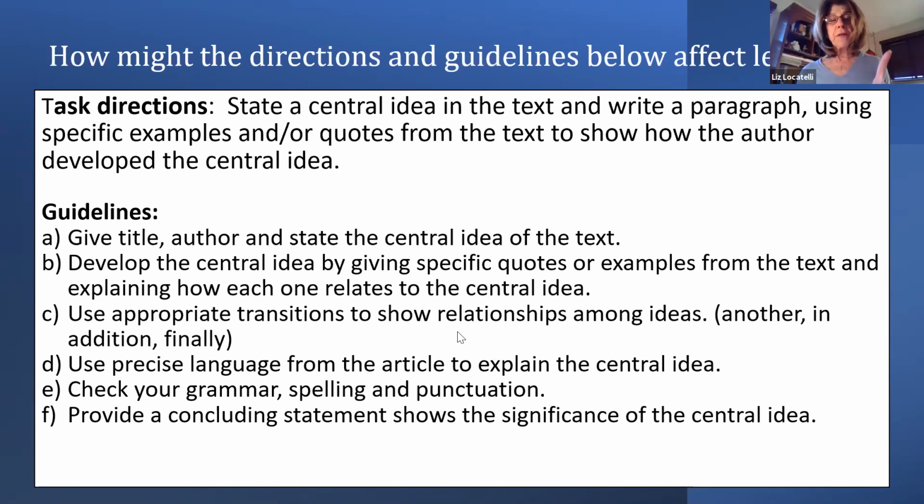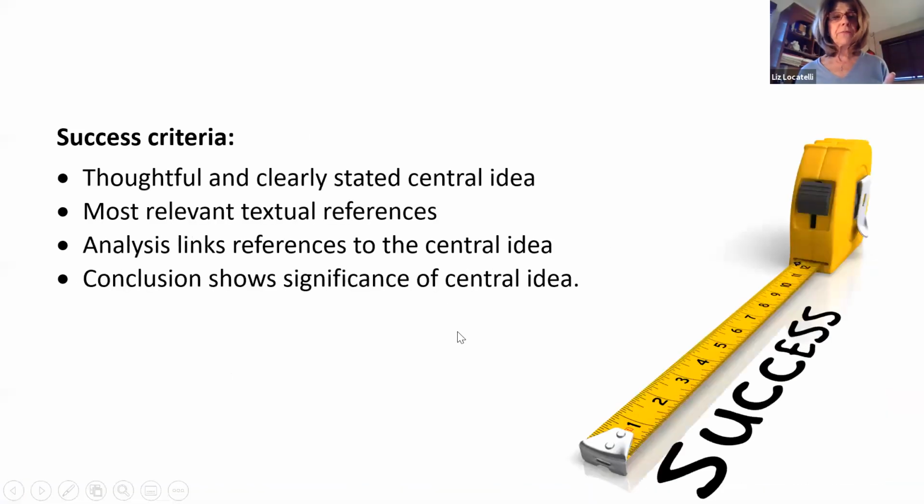All right, now watch. We're going to make it even more explicit for you. So here is a simplified version. For those of you who feel that's overwhelming, you might like this better. We need a thoughtful and clearly stated central idea. We need the most relevant textual references. Remember, the most relevant. So that's going to take some thought. We need analysis to link those references to the central idea and a conclusion. So this is a simplified version that you may prefer.